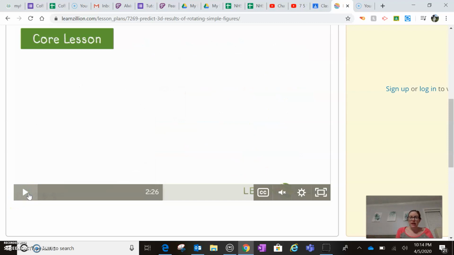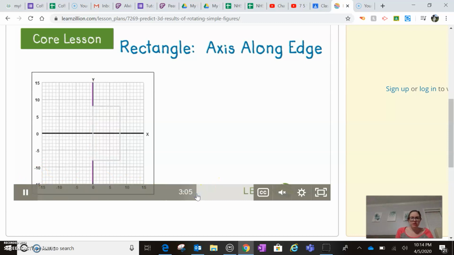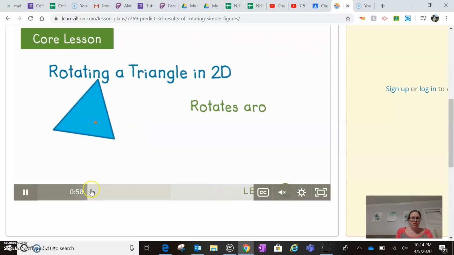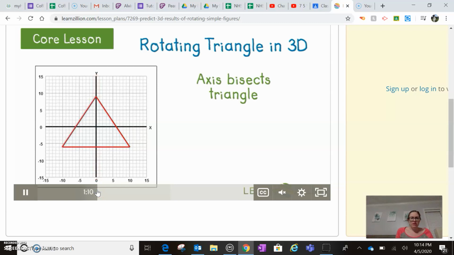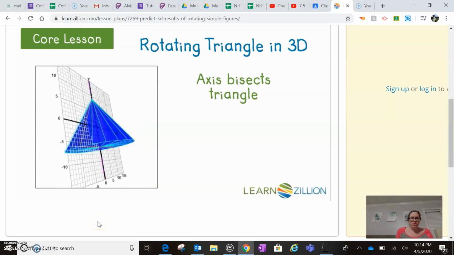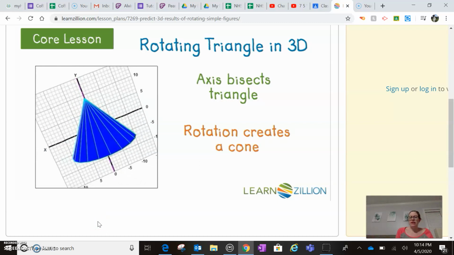Okay. What do you think is going to happen if I rotate a triangle around an axis? Oh, this is another rectangle. Sorry, let me find my triangle one. Okay, we'll look at those later. Let me go back. Here we go. Triangle. All right. Ooh. So as you can see, that is creating a cone.